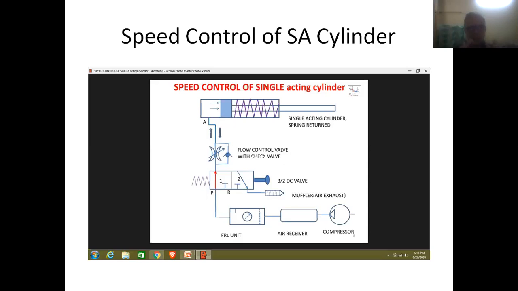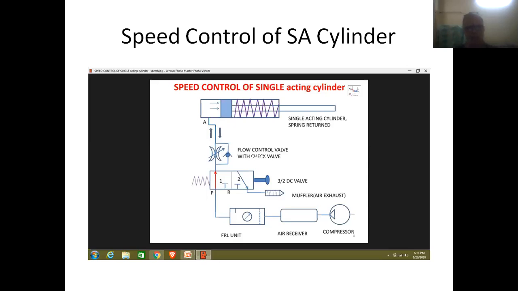So friends, we can see all these items are very essential for controlling the speed of a single acting cylinder. We have identified all the elements: the arrangement of the compressor, the arrangement of the reservoir, the arrangement of the FRL unit, the arrangement of the DC valve, the arrangement of the single acting cylinder, and above all the arrangement of the flow regulator in between the DC valve and the single acting cylinder.